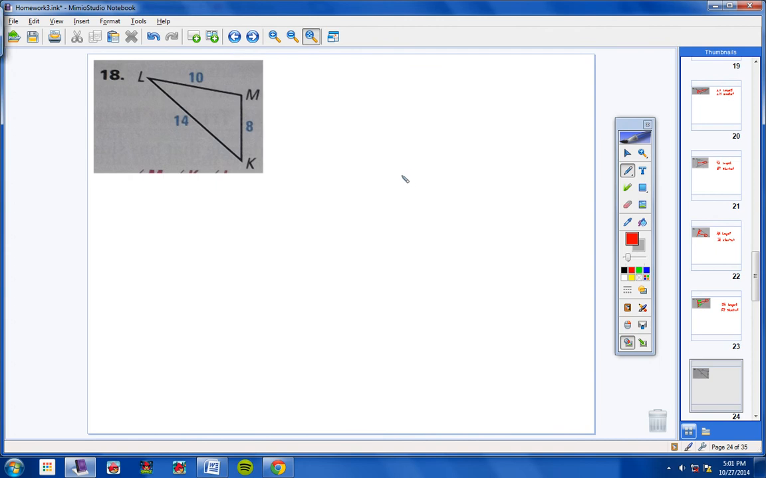We're going to name the largest angle down to the smallest. Okay, so the largest angle is going to be the angle across from the longest side. So here's the longest side. So angle M would be the largest.